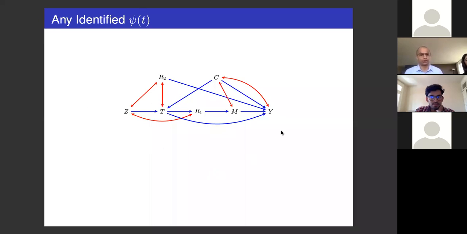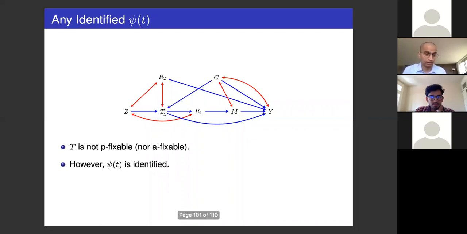So consider this graph right here. It turns out that T is not a-fixable or p-fixable because of this bidirected path here from T to R2 to Z to R1, and R1 being a direct child of T. So that violates the condition of p-fixability that we require. However, if you query one-line ID or any of the other identification algorithms that are sound and complete, they will tell you that psi T is identified.